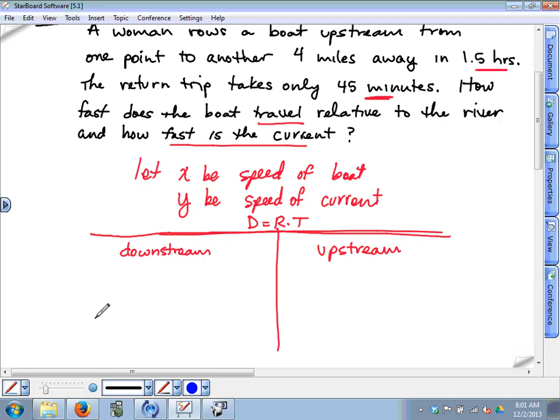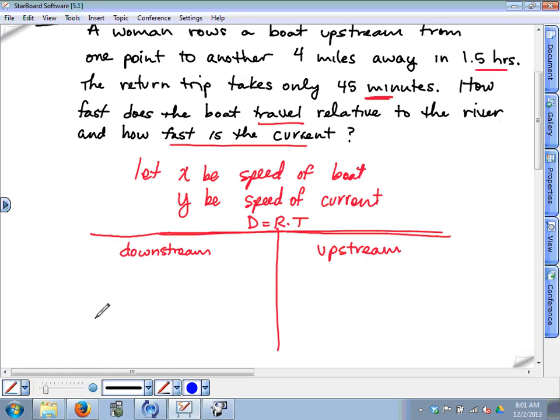Question for you. Is she traveling faster downstream or upstream? Why downstream? Okay, hold on. I want you to say it exactly how you just said it. Did you guys hear that? Her rate going downstream is the speed of the boat added to the speed of the current, right? That's why she's traveling faster going downstream. The speed of the boat added to the speed of the current is her rate going down.